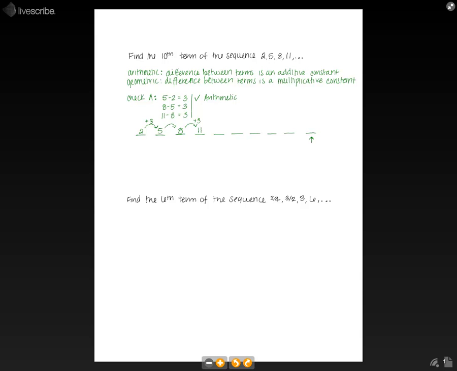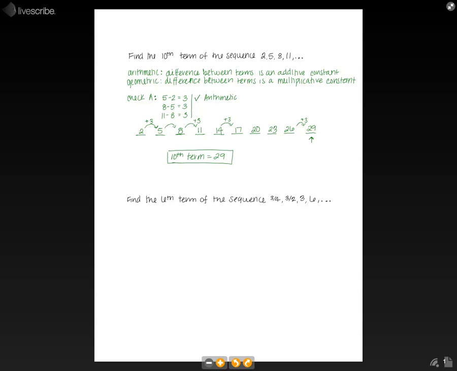We always add 3. So to get the 10th term, all we need to do is continue adding 3 to each of these terms. So 11 plus 3 is 14. So the next term is 14. Then we add 3 to 14 to get the next term, which is 17. We continue the pattern. We add 3 and get 20. Add 3 and get 23. Add 3 and get 26. And then add 3 one more time to get 29. So we know now that our 10th term is 29 in this series.